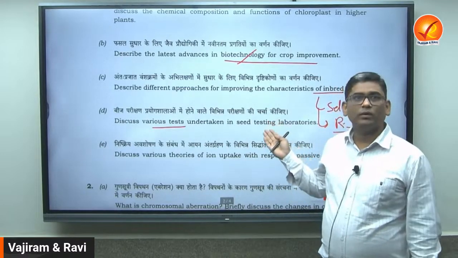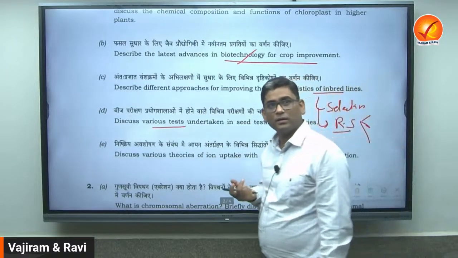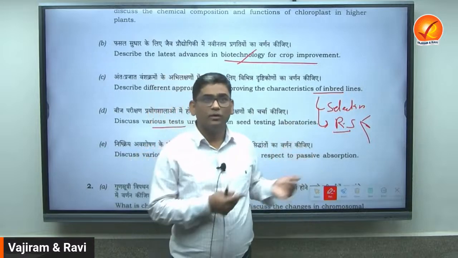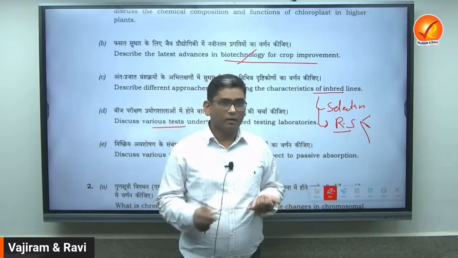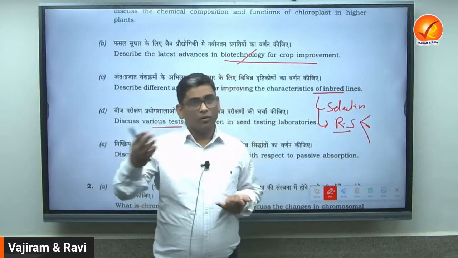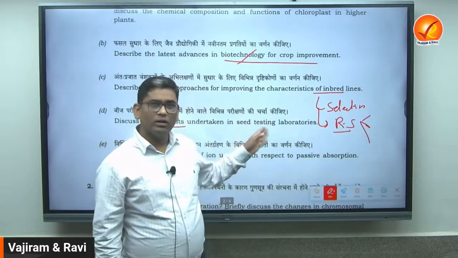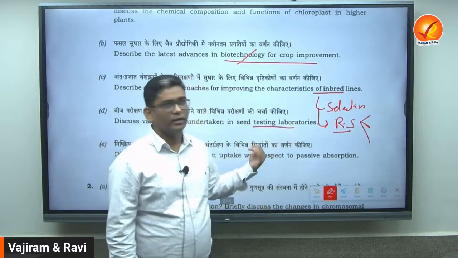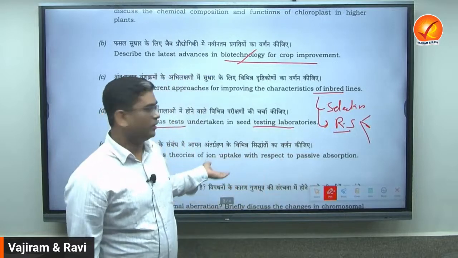Like, a moisture test is there, then a seed germination test is there, a seed purity test is also there, the real value of the seed you have to calculate, then a grow out test is also there, whether the variety has the same character at the time of release or not. Okay, so such tests you have to explain. You can also tell some functions of the seed testing laboratory. If time permits, you can write in conclusion.